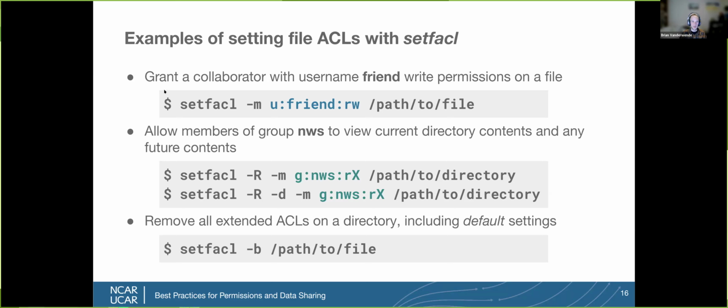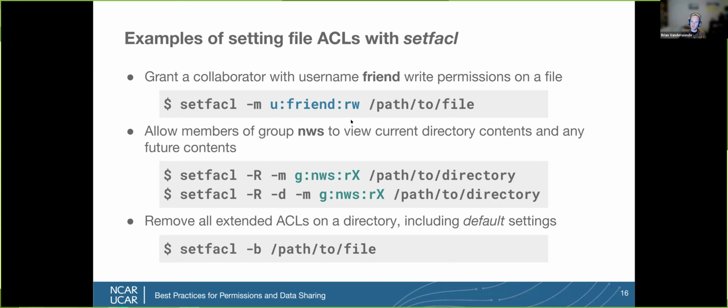So that's getting the access control list entry, but obviously we want to be able to set it as well. So that's where this setfacl command comes in. If I wanted to, for example, grant a collaborator with username friend write permissions on the file, then I could do this setfacl. There's a -m, that means modify. So you can also just set the ACL entry, but here we're modifying it. So I'm saying user friend read write, basically granting this one particular user with the name friend read write, and I'm giving the path to the file.